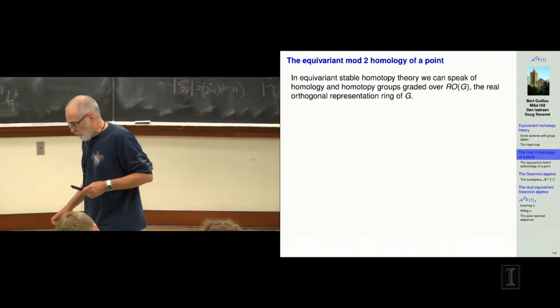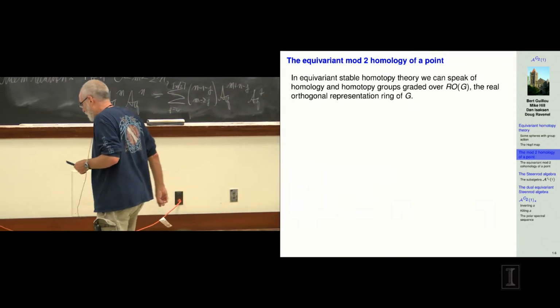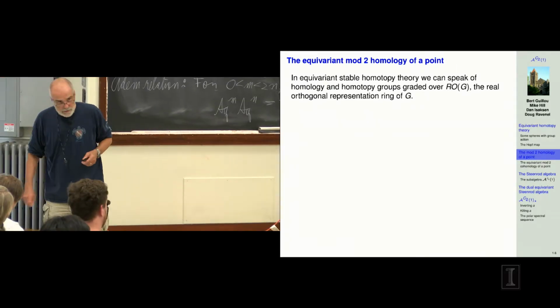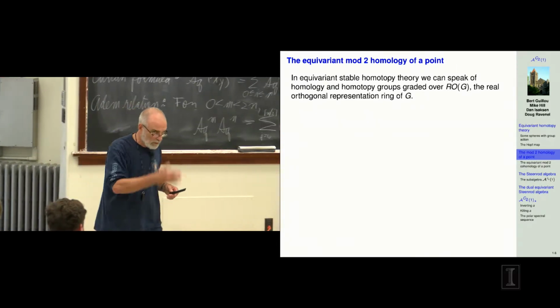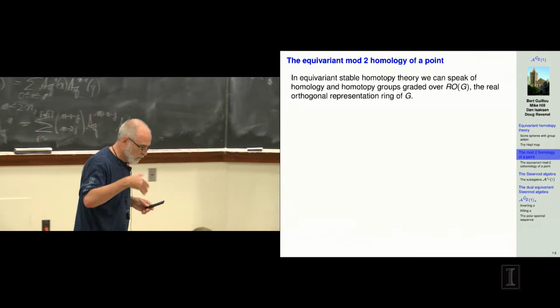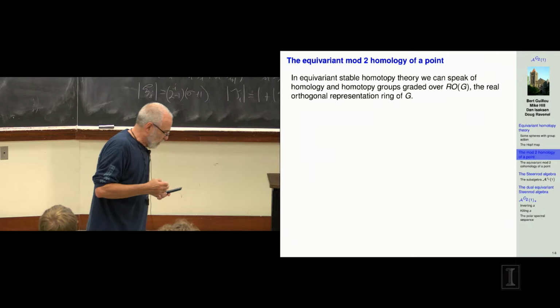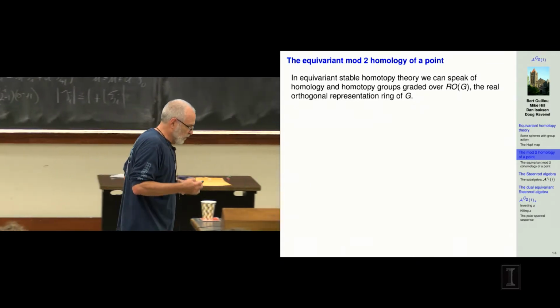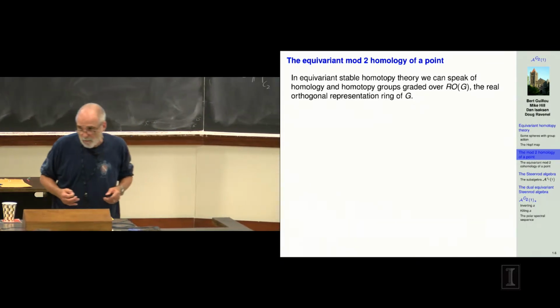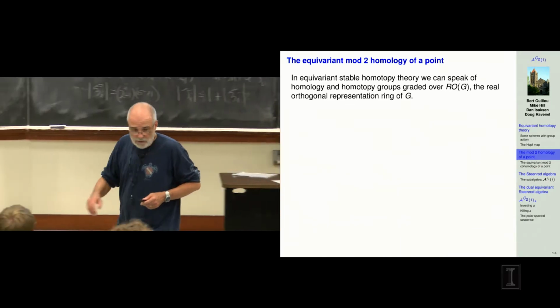Now, the first thing I have to point out is that in ordinary homotopy theory, you deal with graded groups. You have graded homotopy groups, graded homology groups, and so forth. And they're always graded by the integers. In the equivariant world, you have things that are graded by the orthogonal representation ring of the group in question.